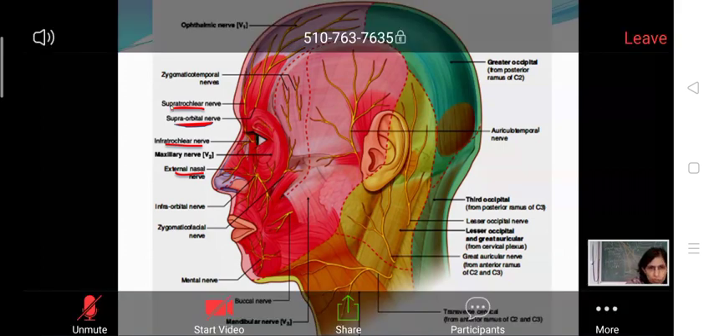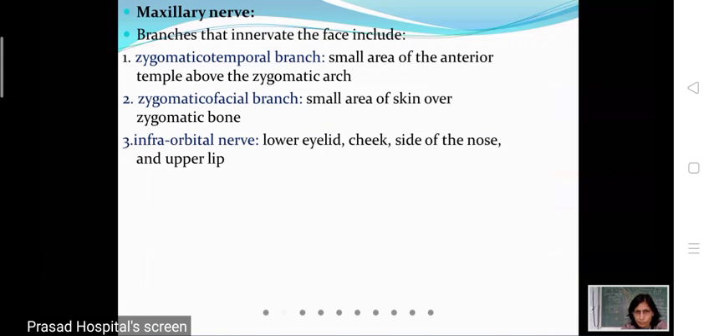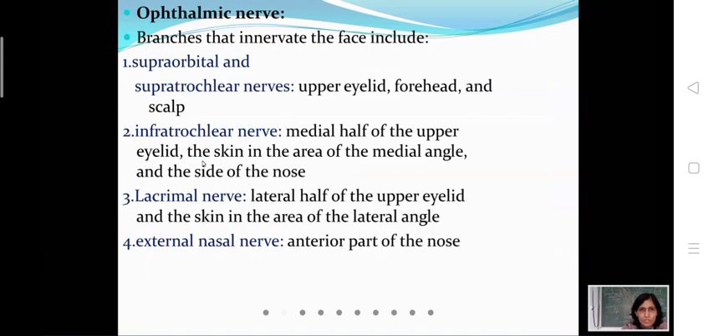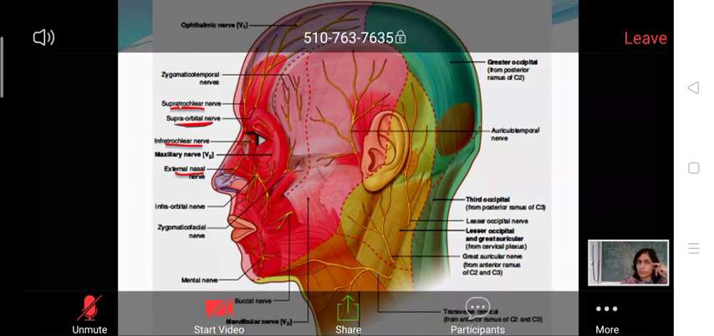One nerve is not shown here, which is the lacrimal nerve. Okay, the lacrimal nerve is not shown in the picture. So we have 5 branches. Out of these, 4 branches are seen here. One by one, we will see the area of their distribution. The lacrimal nerve will supply the lateral part of the upper eyelid along with the conjunctiva.